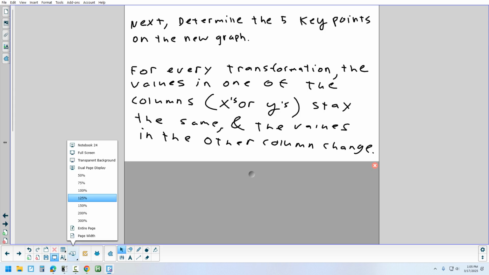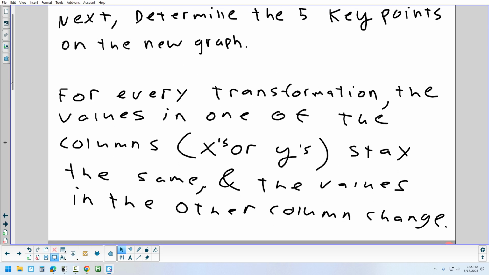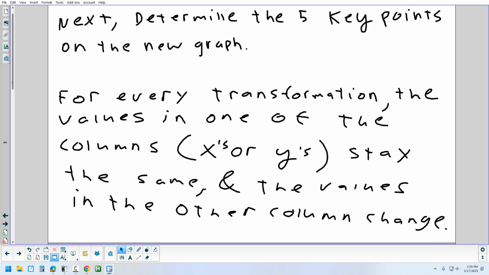Okay, and that's pretty much what I just said to you. Once you get your original table, you're going to look at what you need to do to it. You're going to modify either the x column or the y column. How you're going to modify it, well, that's what we're going to be learning throughout the week. For every transformation, one of the columns will stay the same. The values in the other column will change. And that's pretty much all the background about graphing sine and cosine.